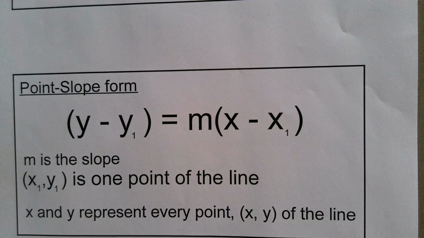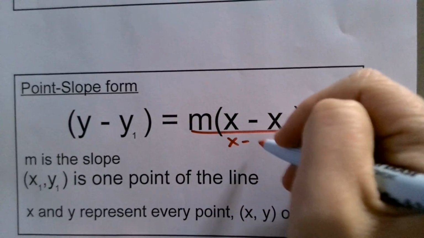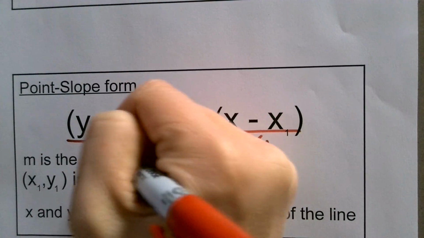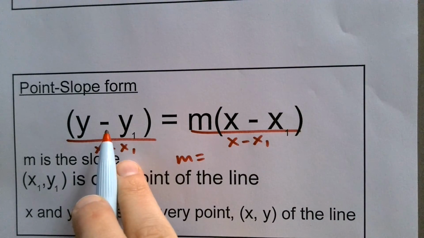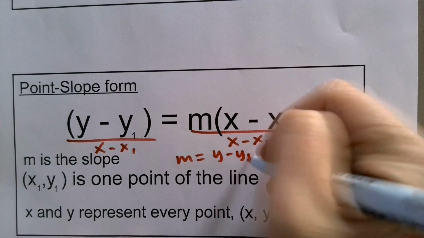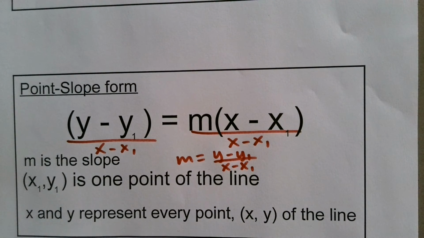What you may not have known is that point slope form is literally just the slope formula. If we were to divide both sides by this x minus x1, then it would just say that the slope equals this y minus y1 over x minus x1. So that is the slope formula, subtracting the y's over subtracting the x's. Still, your x and y here are going to stay variables. That's going to represent every point that's on that line.